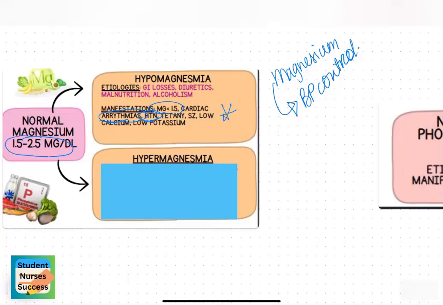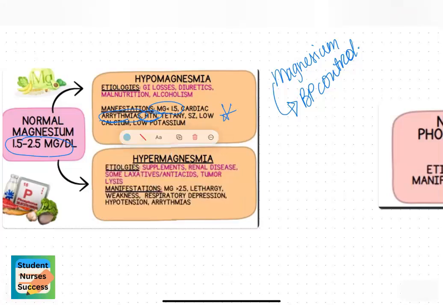Now let's talk about high magnesium. Causes of increased magnesium are usually related to either supplements, such as over-the-counter laxatives and antacids, or renal disease, where the kidneys are not excreting any magnesium and it's starting to build up. We also see tumor lysis syndrome as increasing magnesium levels. Sometimes the tumor cells break up and release a lot of magnesium into the bloodstream.